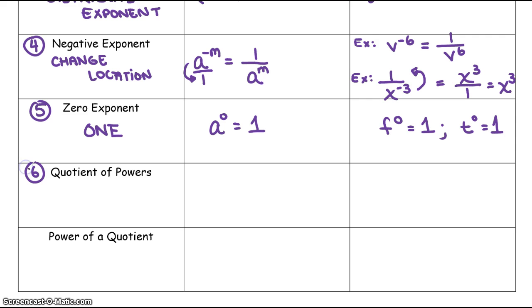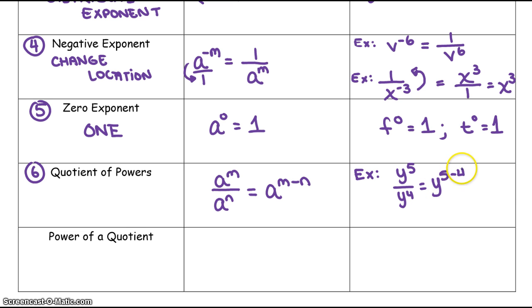We have our last two that we're going to go into. So the sixth property is the quotient of powers, which is, quotient means division, just remember that, a to the m divided by a to the n. And in this case, what we do is we subtract the exponents. So those are equal expressions. So an example of this would be y to the fifth divided by y to the fourth equals y to the fifth minus 4, which is equal to y to the 1. So that would be one answer that we can have.